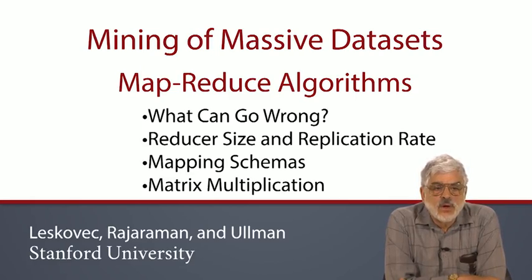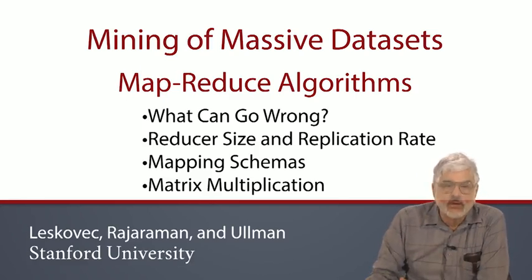I will then introduce what I think are the two key parameters of a MapReduce algorithm, called reducer size and replication rate. There is an interesting trade-off between them, and good design is often a matter of picking the right point for the trade-off. We'll introduce mapping schemas as a way to define problems and get lower bounds on the reducer size as a function of replication rate.